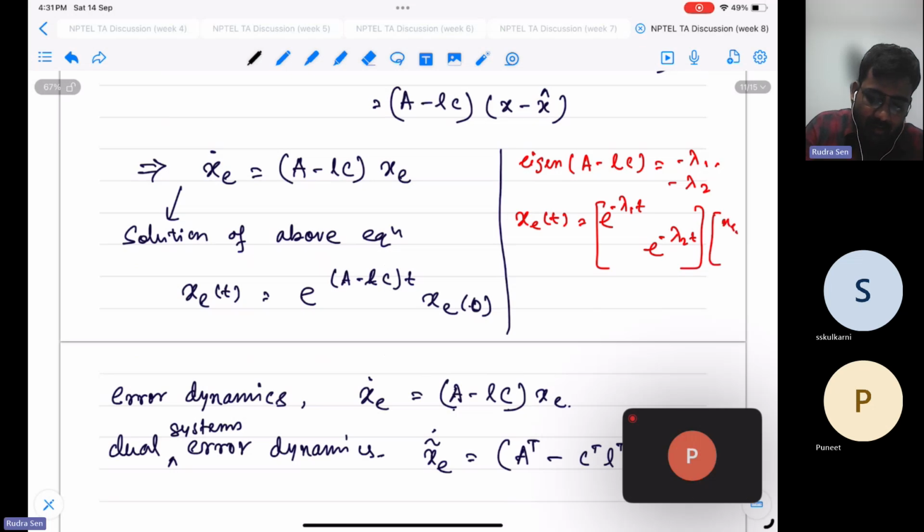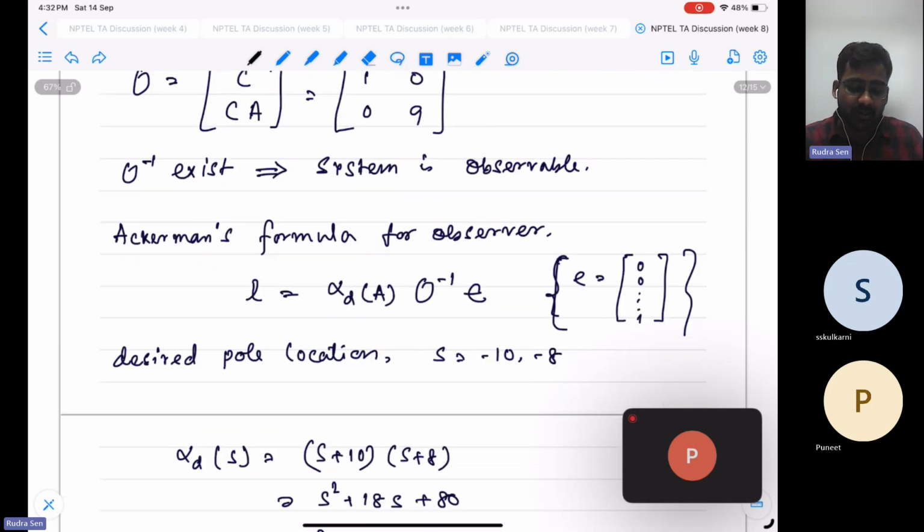times e(0), the initial error components. If lambda 1 and lambda 2 are very high, that means the poles or eigenvalues of the observer are very far in the left half of the complex plane, then e to the power minus lambda 1 t and e to the power minus lambda 2 t will decay to 0 very fast. That's why the observer poles should be at least 5 to 10 times the controller poles, so that our observer estimates the system state as quickly as possible.